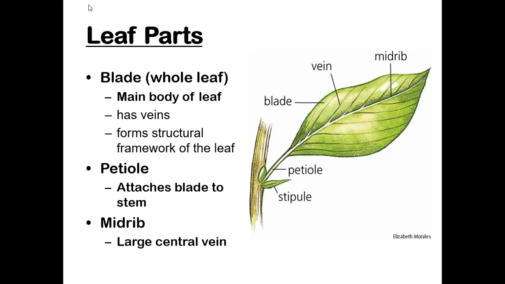When we take a look at the leaf and we try to identify its parts, you see that the leaf is not necessarily called a leaf. It's also known as a blade. The blade is the main body of the leaf, and from that blade you will see veins that come out from either side. And this is the framework. This is what holds the leaf open in order to catch sunlight. What holds the leaf or blade to the stem is known as the petiole. It attaches the blade to the stem, and then right through the middle of the leaf, the main vein of the leaf is known as the midrib.